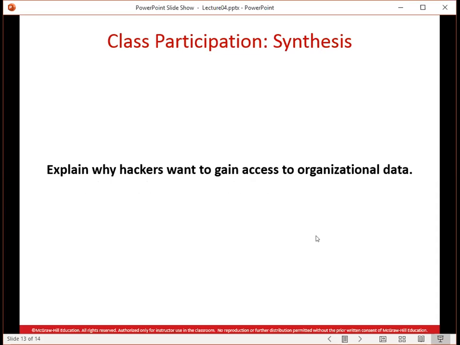Explain why hackers want to gain access to organizational data. Well, data includes the keys to the kingdom. And if a hacker gains access to your sensitive corporate data, they can easily destroy your business.